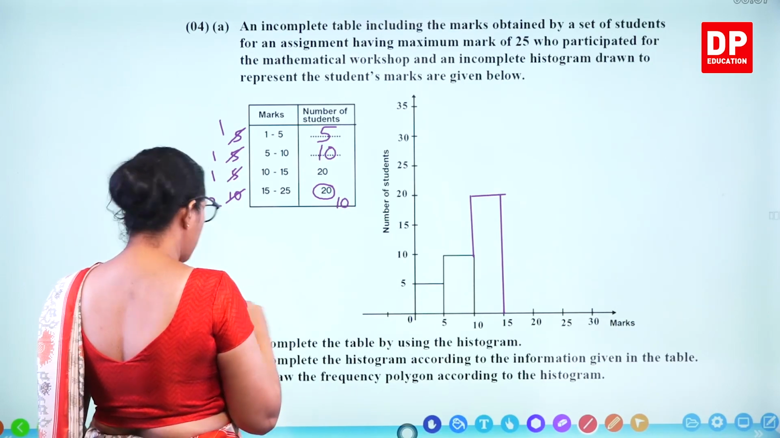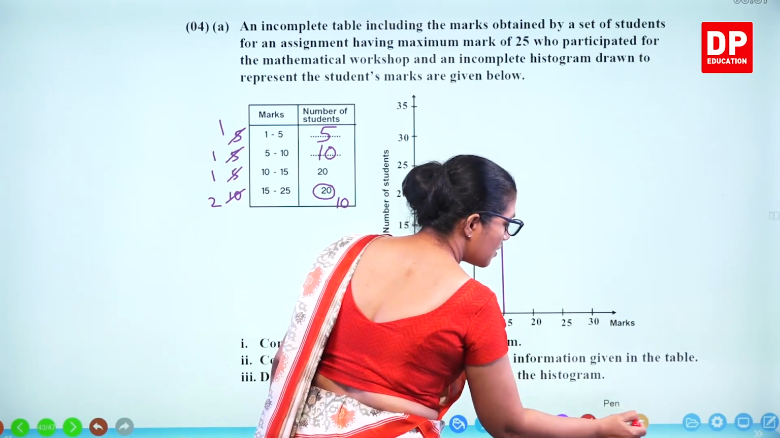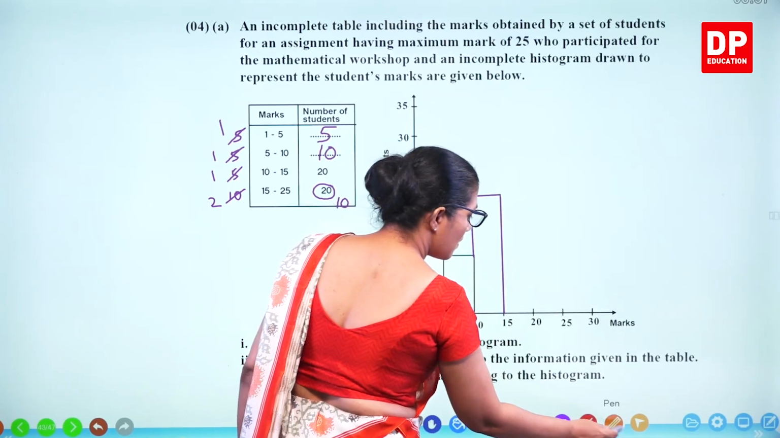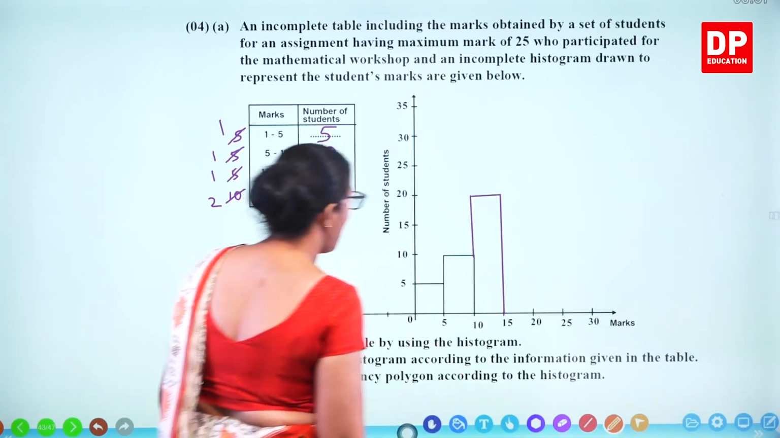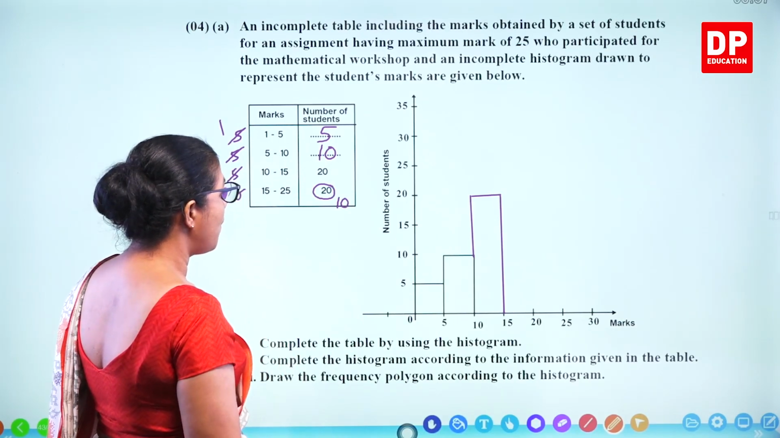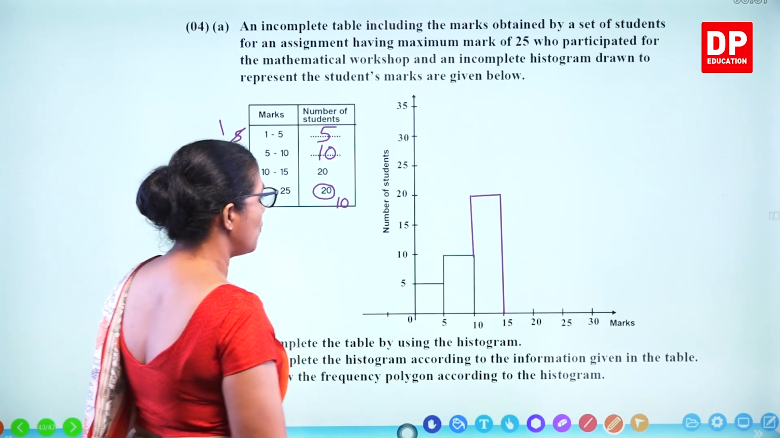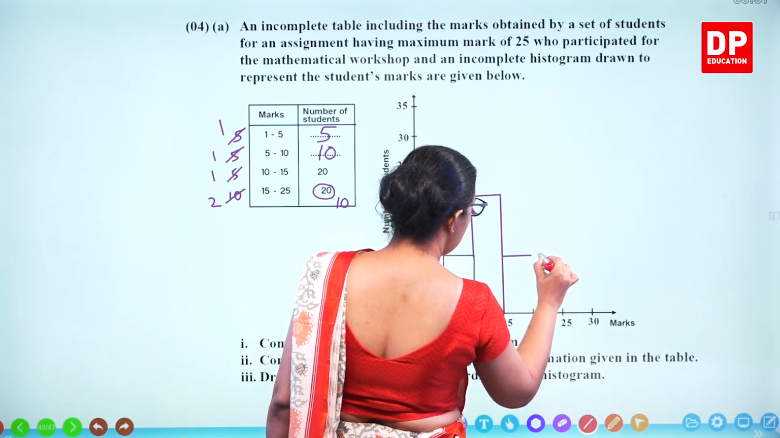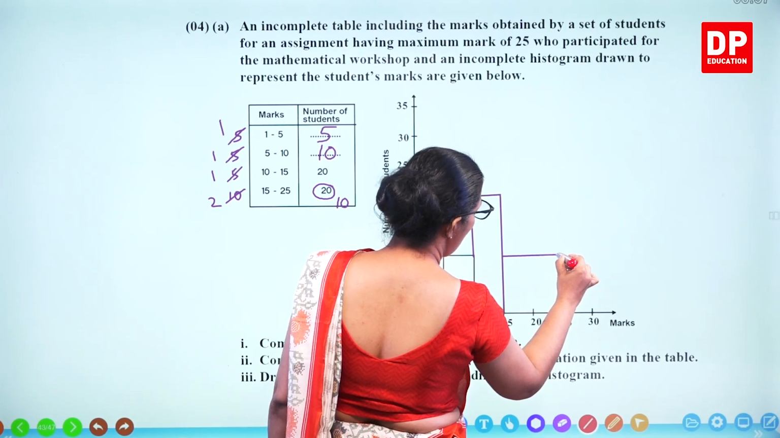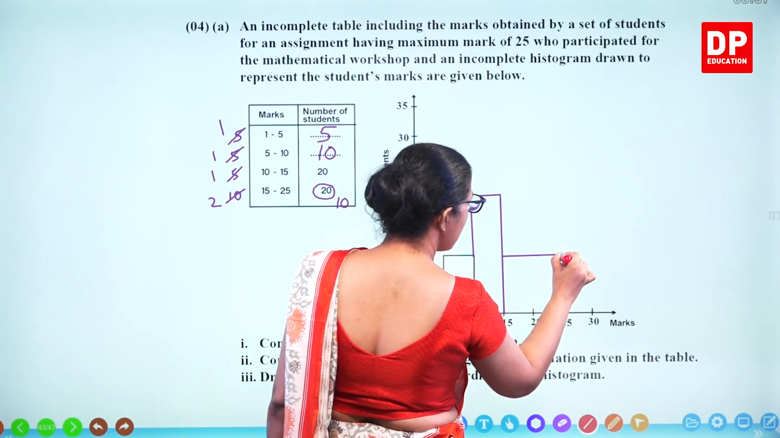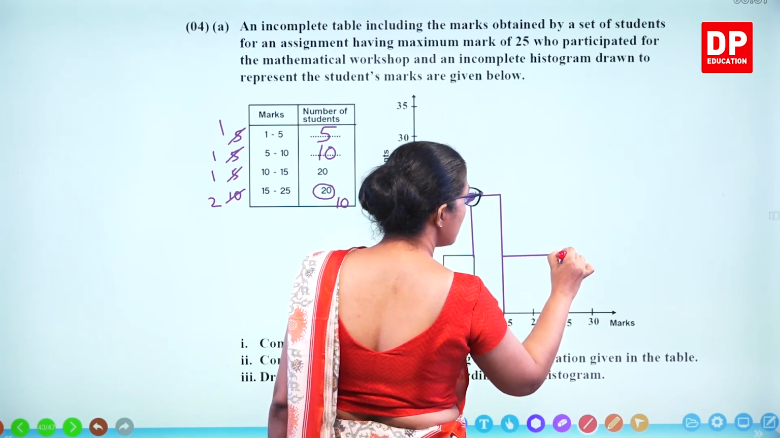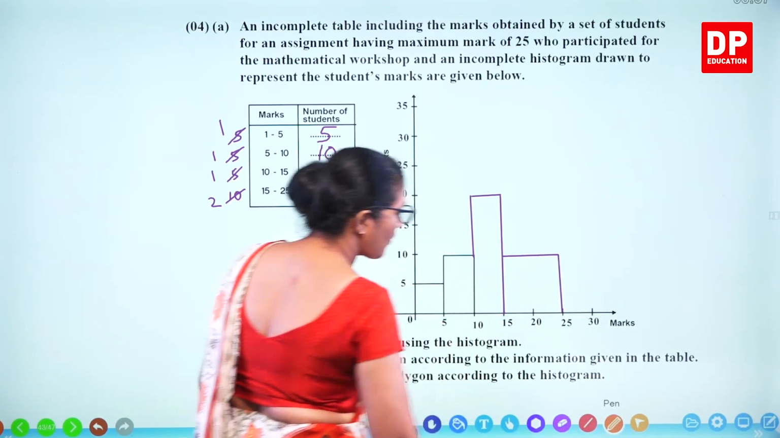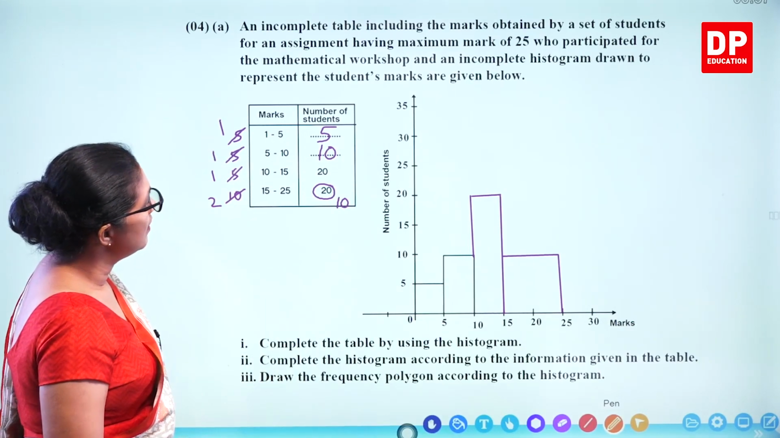And the other one, what's the other one? Now 15 to 25 is 10. So we can write 15 to 20, 10 here, and 20 to 25 also 10. So this one, 10. So this is the histogram.